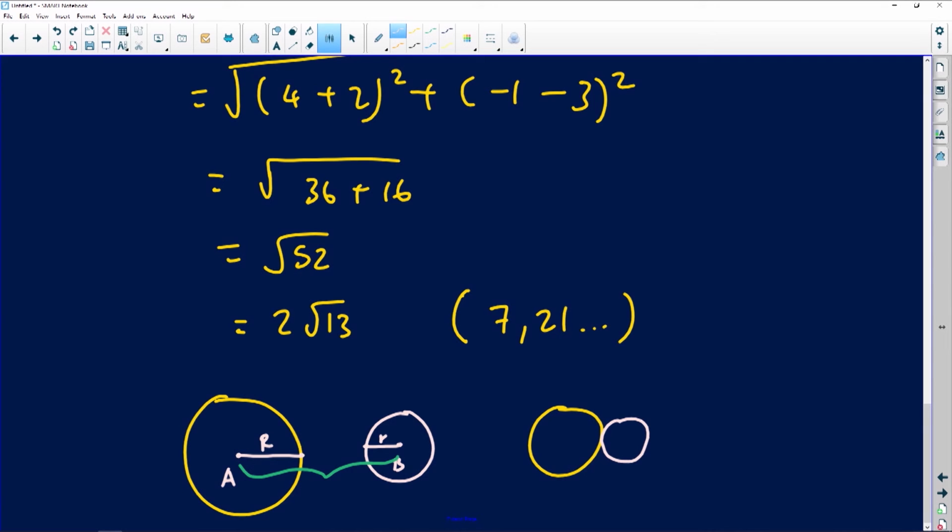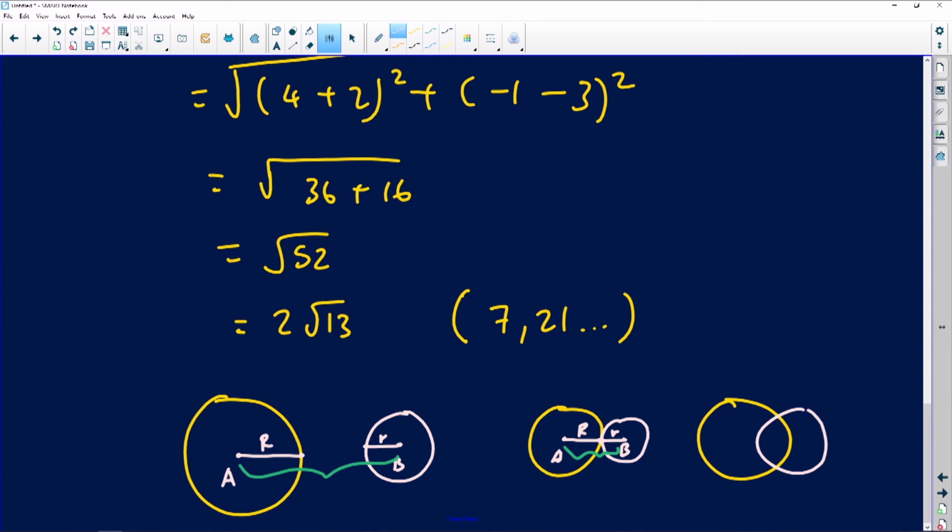If these two circles touch each other, this is circle A, this one is circle B, right? Then you'll notice that the sum of the radius of the first one and the radius of the second one is going to be the same as the length of AB.